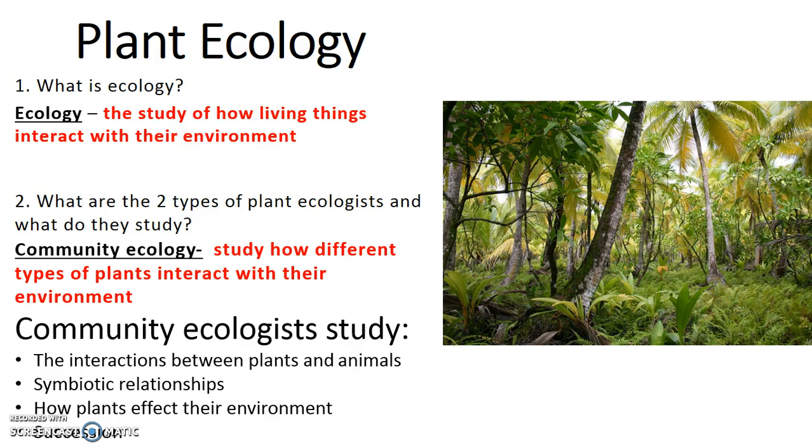Community ecologists study different types of plants and the way they interact with their environment, or different types of plants and the way that those plants interact with organisms in their environment. So again, this could mean between plants and animals, plants and plants. It could mean between plants and fungi, and actually in really predominant cases. These interactions can be predatory. They can be symbiotic, meaning they both benefit both organisms, or one organism is benefited while the other one is harmed. And it studies how plants actually affect their environment, how removal of some plants or putting in of others actually change the environment in which they're in.